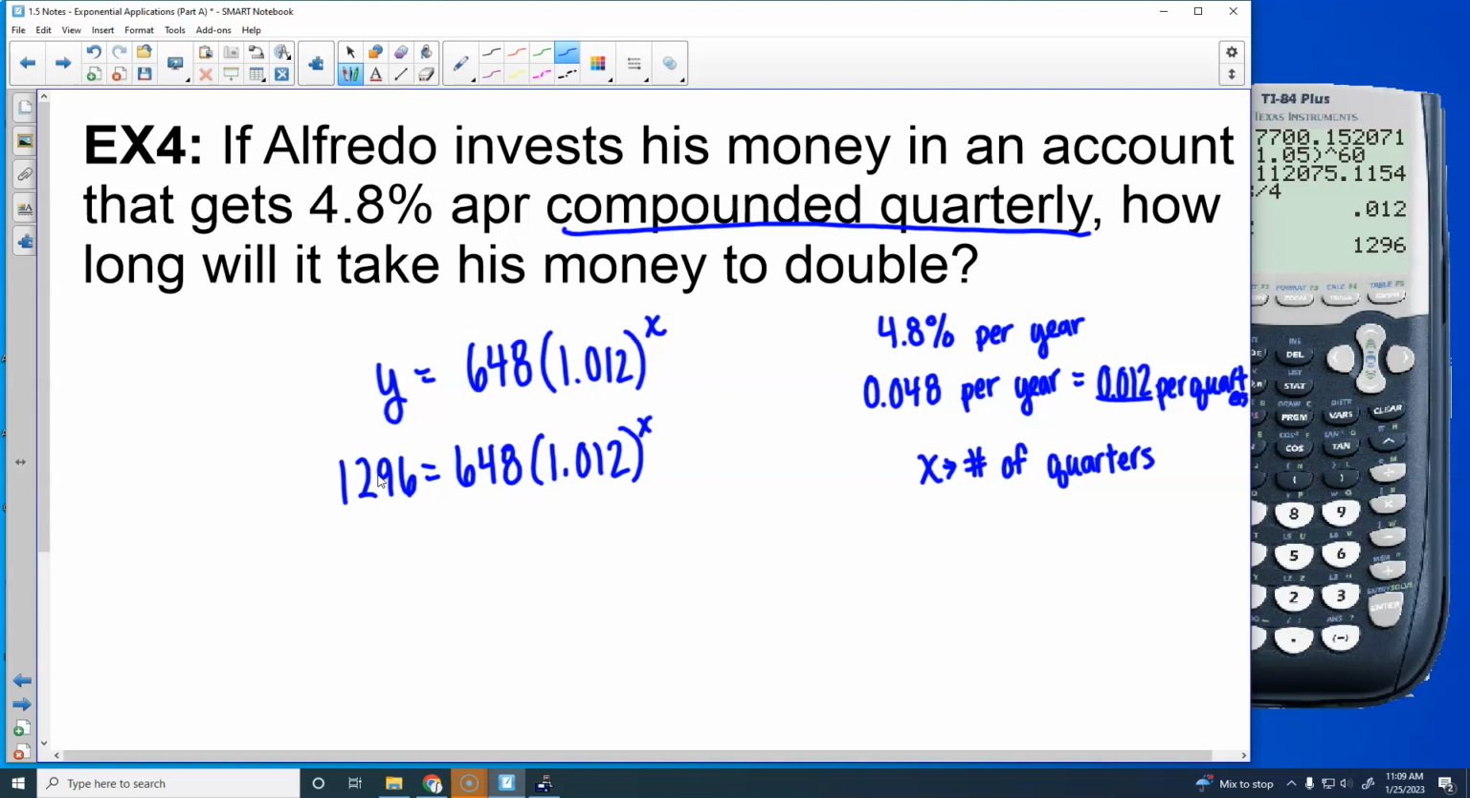Okay, the reason that this exponential stuff is in this unit is because what are we going to have to use to solve this? We got to use the log to solve it. So to solve it, I would divide by 648 first for mine. You're going to have a different number. That is going to give me 2 equals 1.012 to the x power.